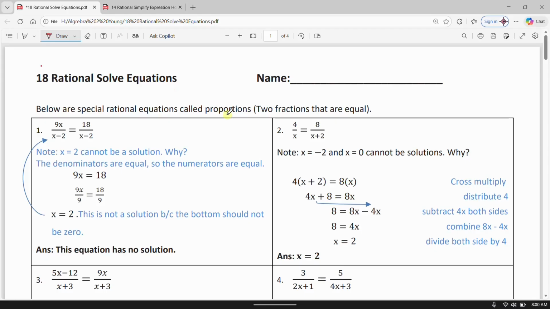In today's lesson, I will show you how to solve rational equations and how to find the domain. Example number one.